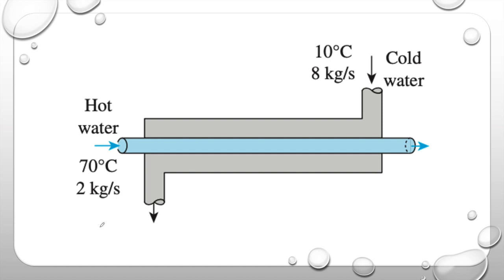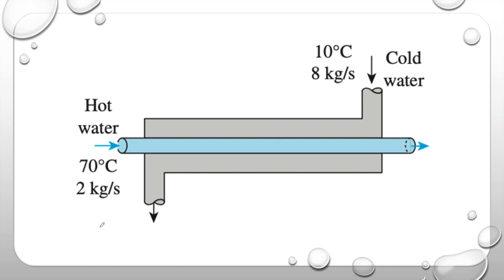First and foremost, we have to understand what kind of method will be used in order to determine the heat transfer rate, and the outlet temperatures for the cold and hot water. We have two different methods for the heat exchanger. One is the LMTD method, second is the NTU method.